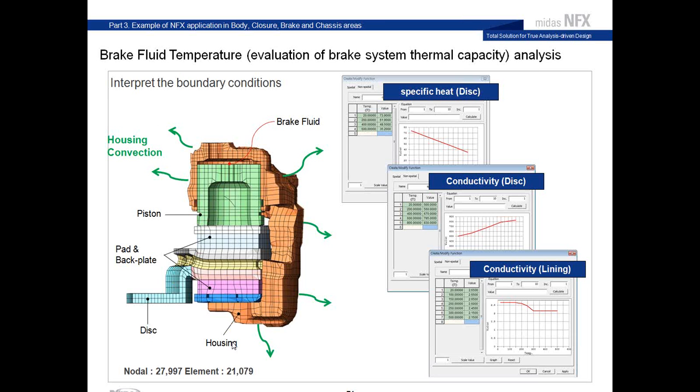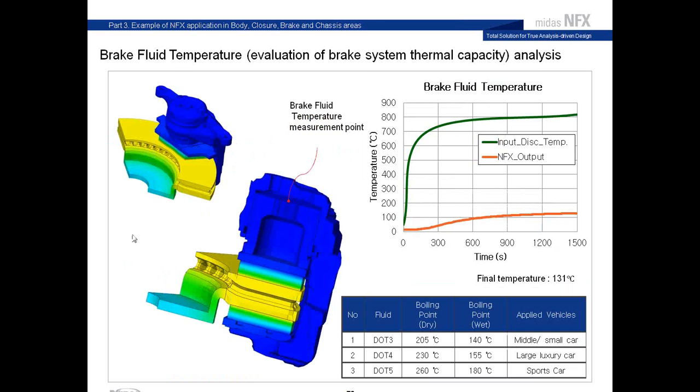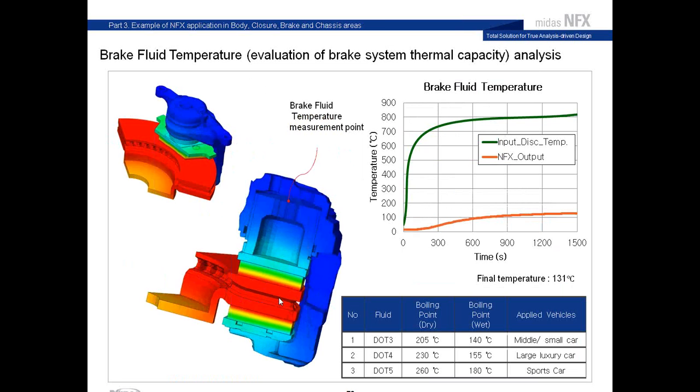So here are the boundary conditions applied. You have the disc, the housing, the piston here, and the brake fluid, which is actually here. So the temperature will be taken at this point. And here you have the result. So the temperature distribution going from the disc inside the brake fluid system. And here is the input disc temperature and the output temperature given by NFX.